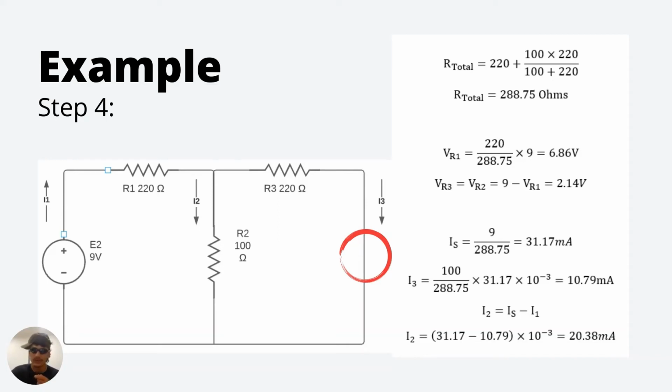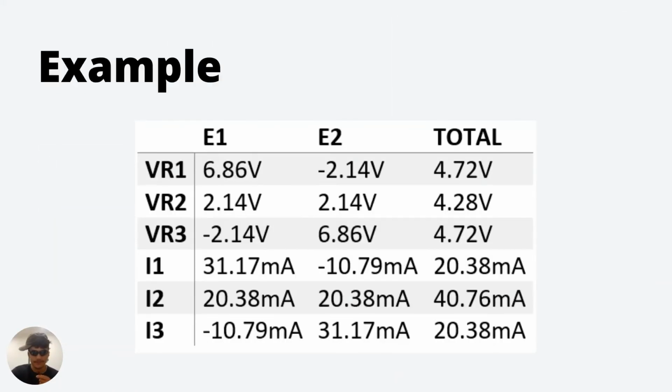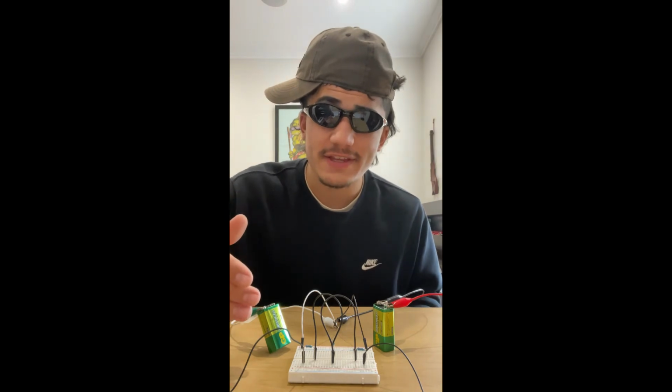I would like to note that between the two simplified circuits, my current has changed directions. Therefore, the I1 and I3 values will have negatives. These negative values are shown here in the table. In this step, I've placed the data in a table and summed the results to find the total values for each resistor.